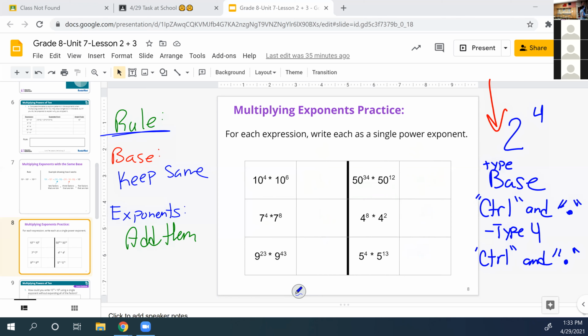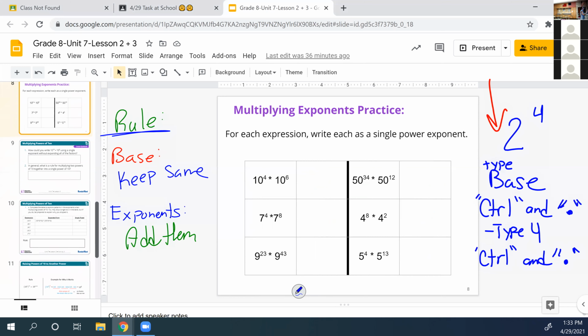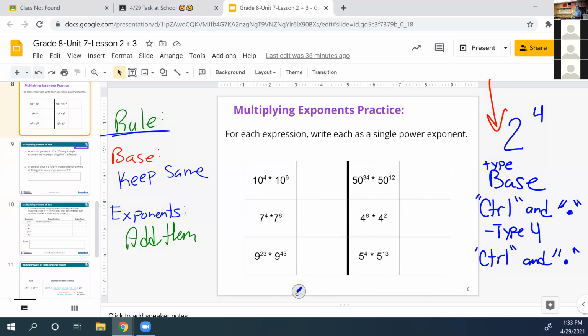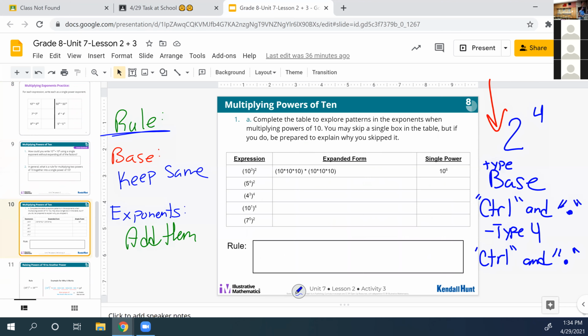Okay. Now, we are going to skip over slide number 9 because we just talked about that on the last slide. So we're going to jump right into slide number 10. You don't need to do anything on 9. You can leave it blank. Okay. So now we're going to look at this next example, and it's similar to what we did on the last one, except this time we're raising a power to a power.